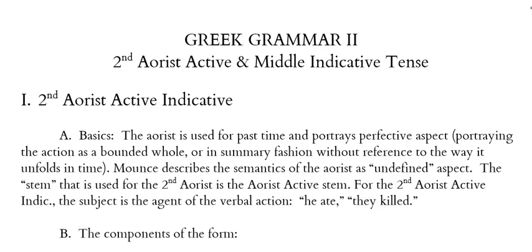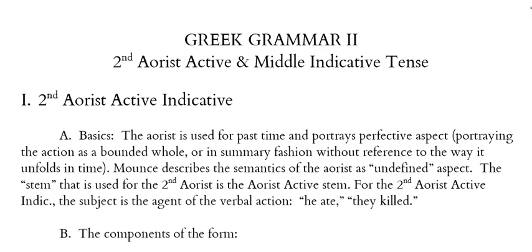You might think of it as kind of a snapshot of an action as opposed to, say, a motion picture of one. We would be using imperfective aspect or the imperfect tense in Greek if we were wanting to portray an action as going on continuously in the past, whereas the aorist would be used to say, just here's what happened. So, Mounce describes the semantics of the aorist as undefined aspect.